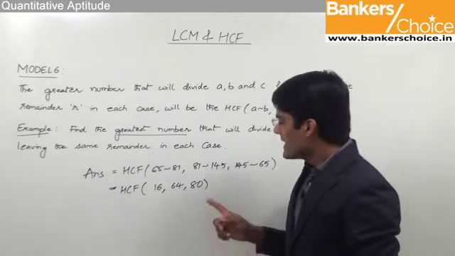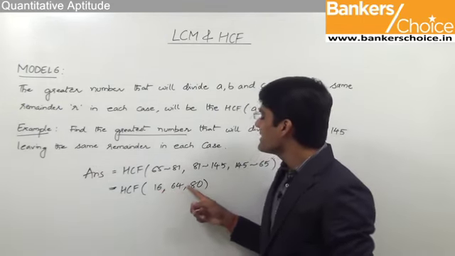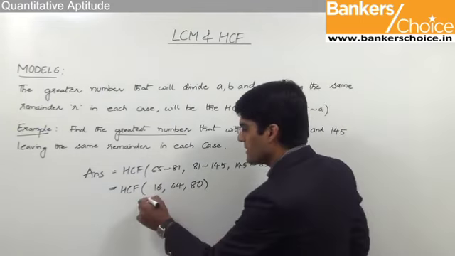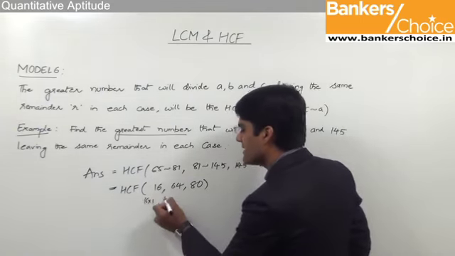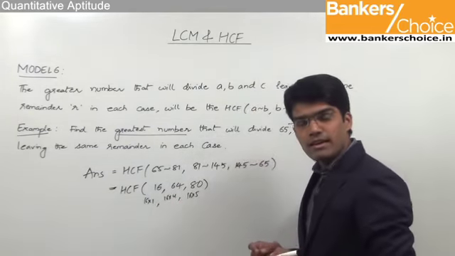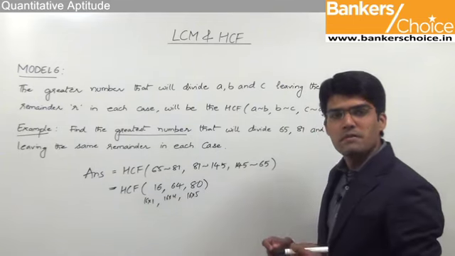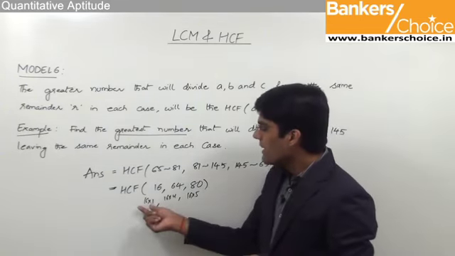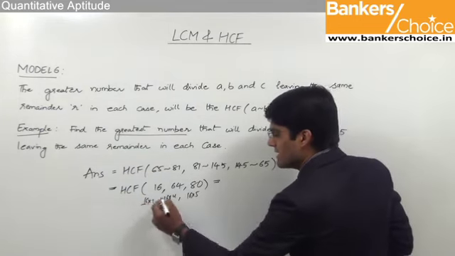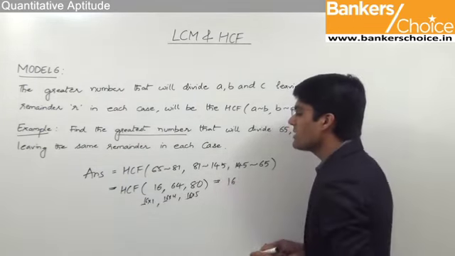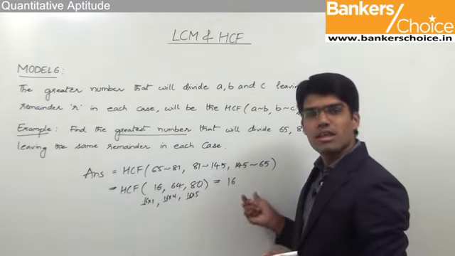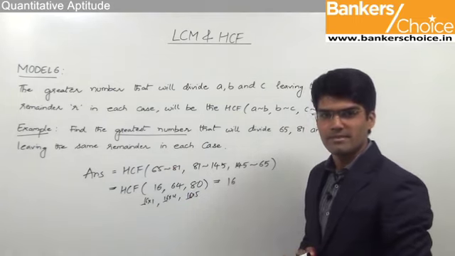Now here, as you can observe, these numbers 16, 64 and 80 are all multiples of 16. For example, 16 into 1 is 16, 16 into 4 is 64 and 16 into 5 is 80. And as I've already mentioned in one of the previous models, whenever we find multiples in this manner, we can directly say that the answer here has to be 16 itself. Why? Because all these numbers are the multiples of 16 and 16 is also one of the numbers. So the highest common factor directly can be taken as 16.